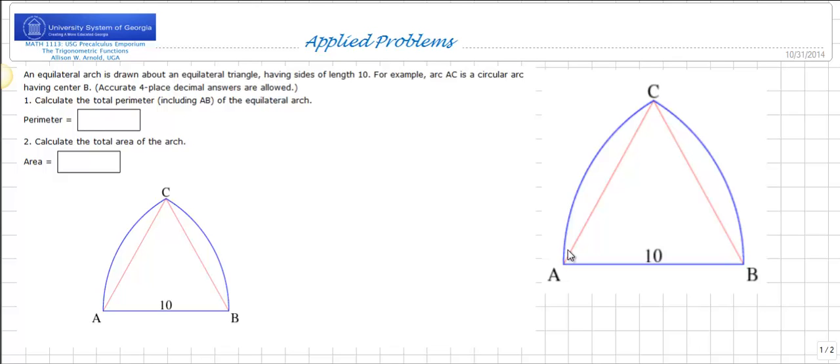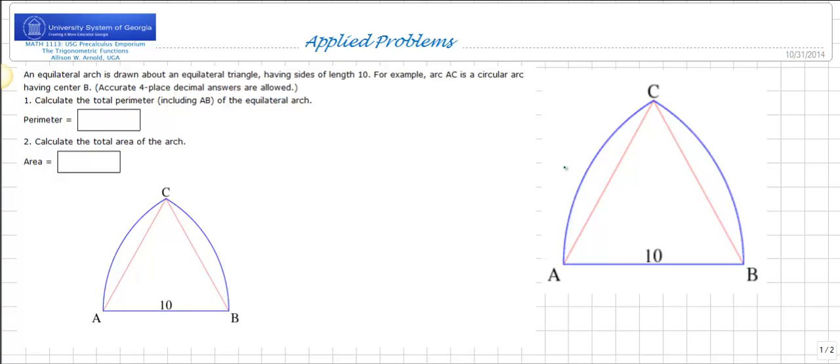Now an equilateral arch is this. It has a straight base, but then it's formed by two arcs meeting. So AC is an arc and BC is an arc, and they are equivalent in length. So if you want to think about the sides of the triangle AC and BC being shaped or bent outward into an arc length, you could think about it that way.